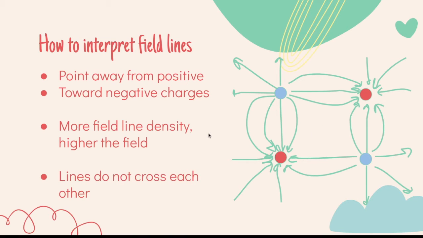Notice also this means the lines can't cross each other, because if they crossed each other, that means a positive charge at this location would move in two directions at the same time. It can't do that. It can only move in one direction at a time. So the field lines cannot cross each other.